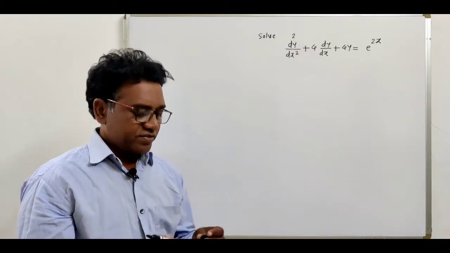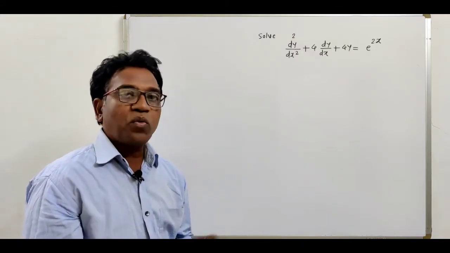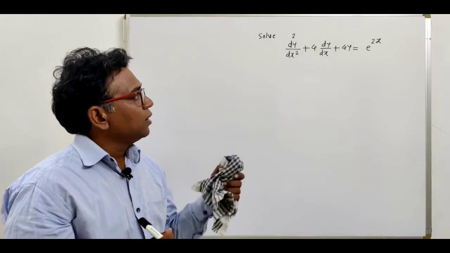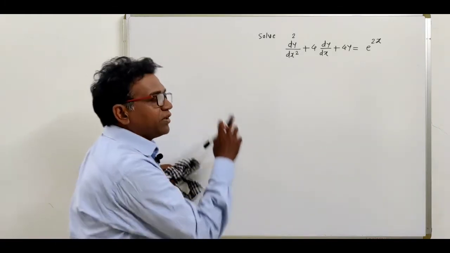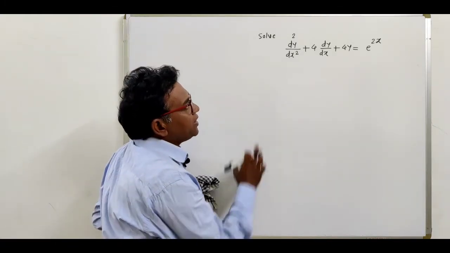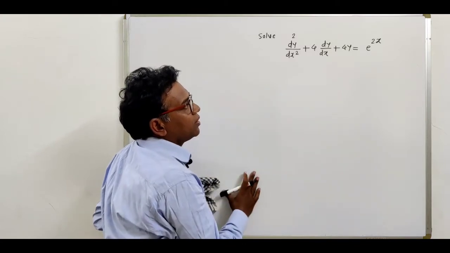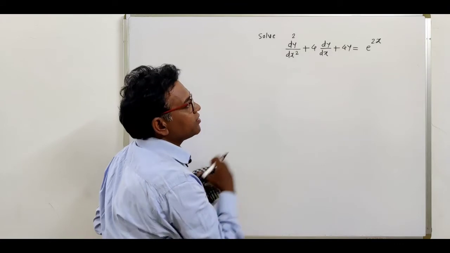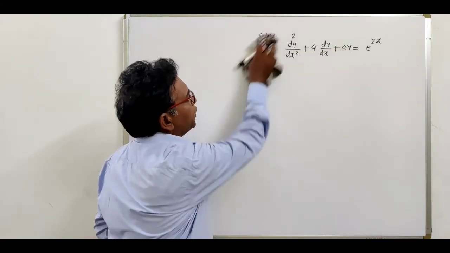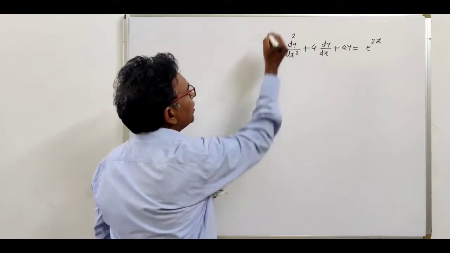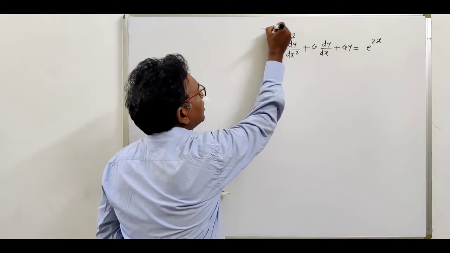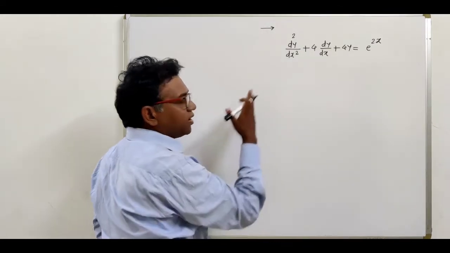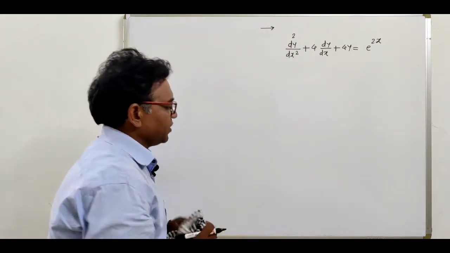Now let us write down the first example. Now see what is this example. Solve the differential equation d square y by dx square plus 4 dy by dx plus 4y is equal to e raised to 2x. Now this is the solution. So write down the given equation. Suppose this is the given equation.